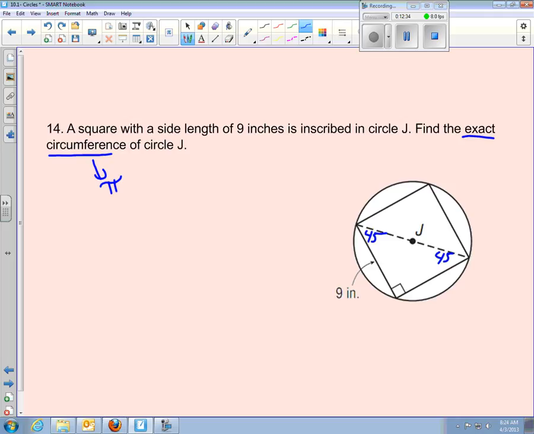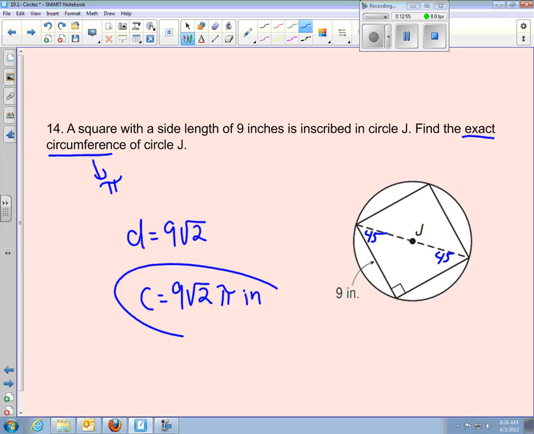And so we know that in 45, 45, 90 rules, if we're given the leg to find the hypotenuse, we just multiply it by the square root of 2. So our diameter is 9 square root of 2. And so our exact circumference then is going to be 9 square root of 2 times that pi. And then we have a label of inches.